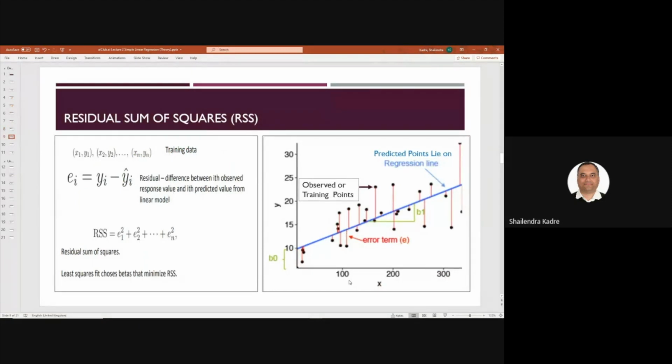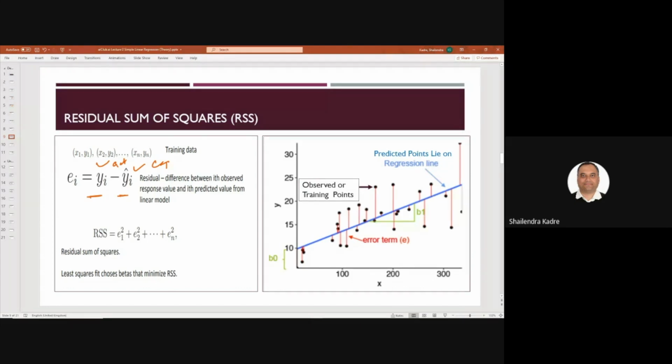Error term means very simple. The residual is Yi, the observed value, minus Yi cap. Yi is the actual value and Yi cap is the value given by the model. The difference between the actual value and the value given by the model is called your error term.